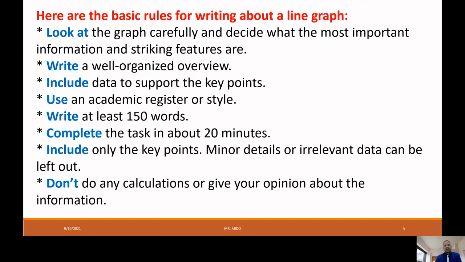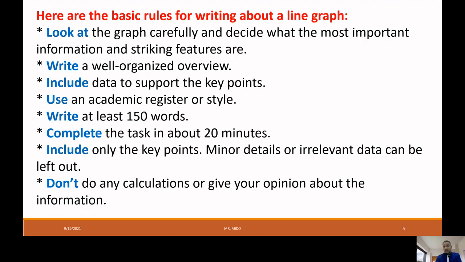Write at least 150 words. Complete the task in about 20 minutes, 5 minutes before you start writing for reading and understanding the diagrams and so on. Then include only the key points. Then don't do any calculations because you can make a mistake.